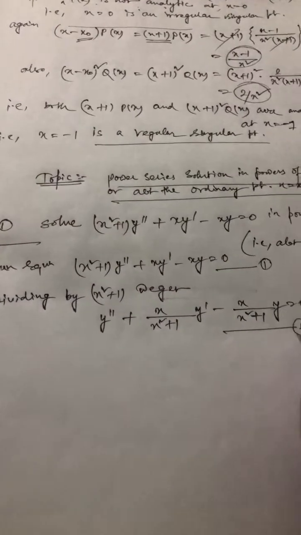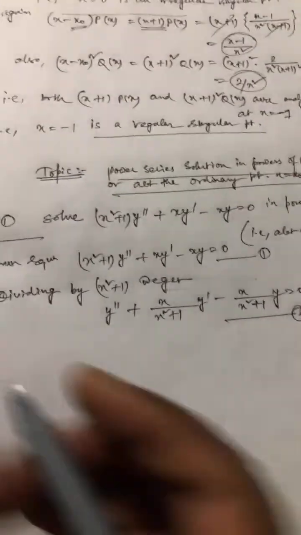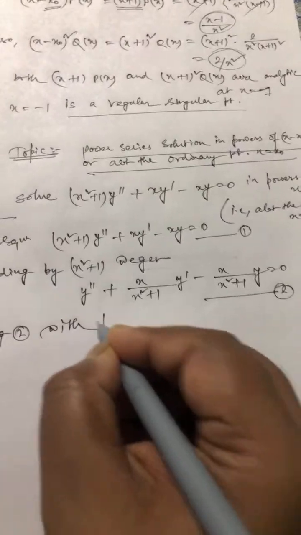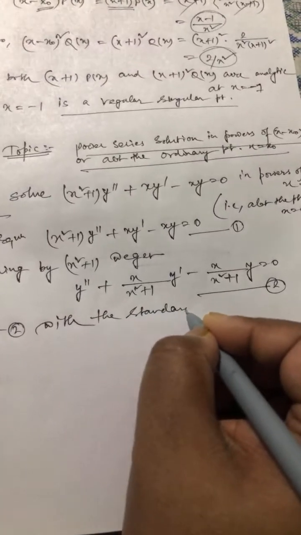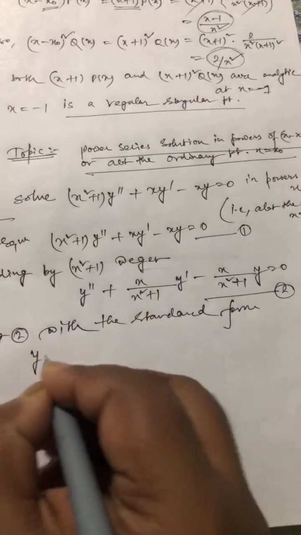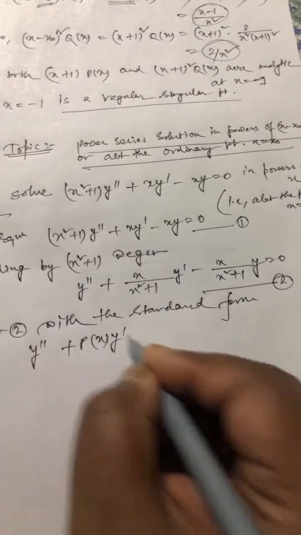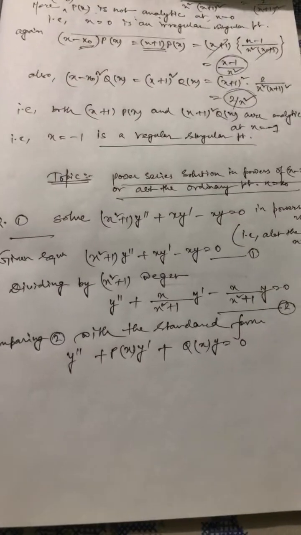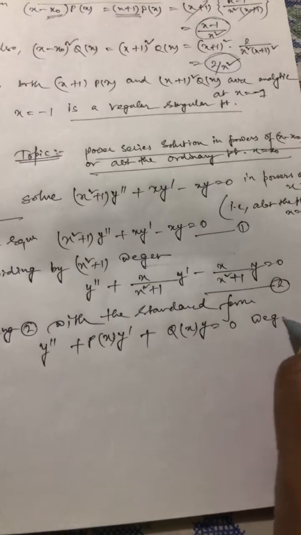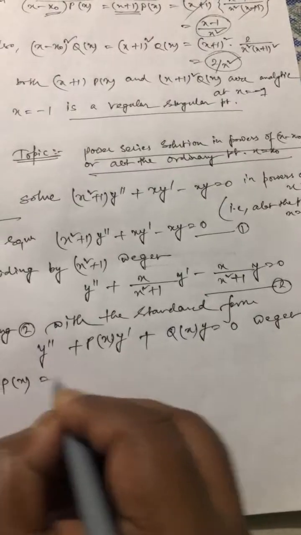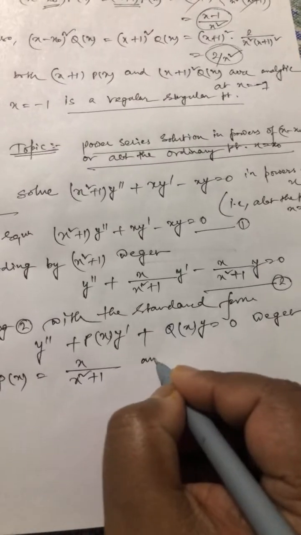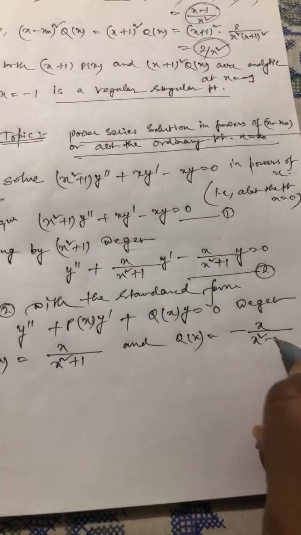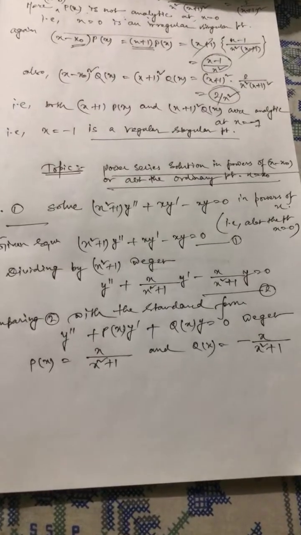Now you can compare this expression with the standard form. So comparing 2 with the standard form, like this, we get, what is the expression for px? x by x square plus 1. What is the expression for qx? Minus x by x square plus 1.